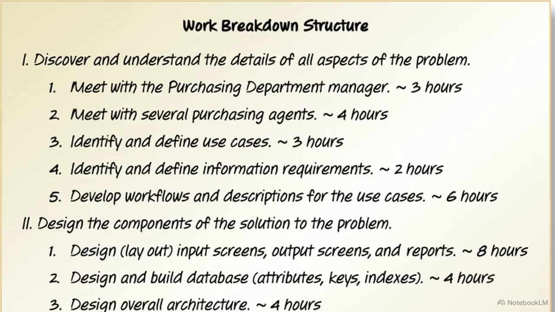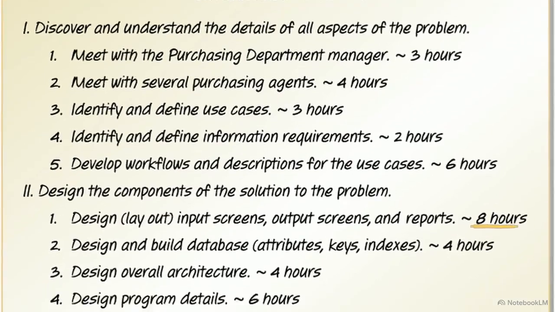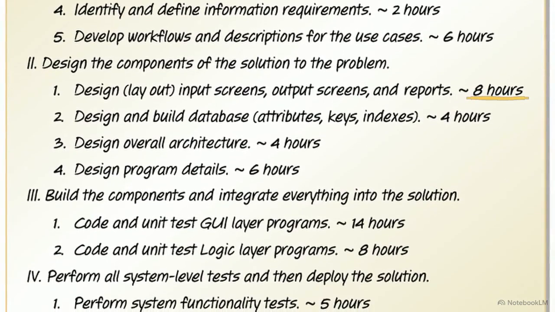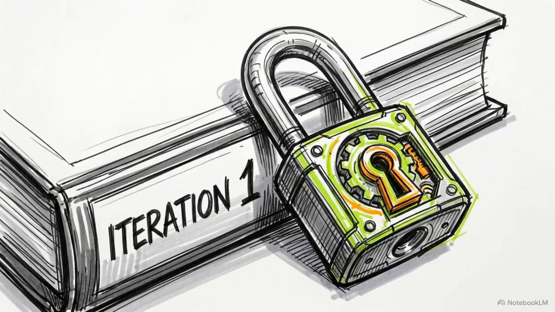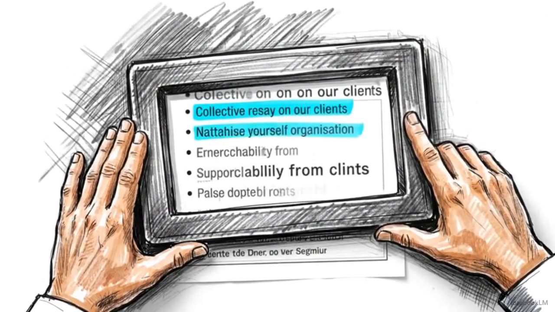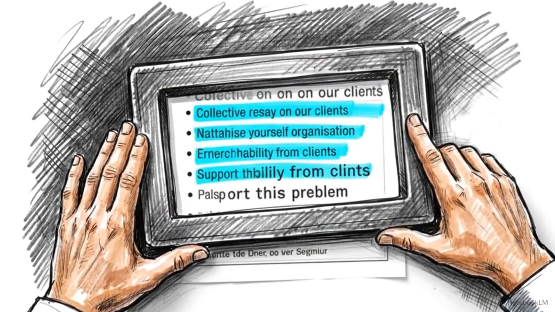This document is the work breakdown structure. It assigns strict hourly estimates to the remaining SDLC phases to ensure the sprint is achievable. By locking the schedule and the scope on day 1, project planning isolates variables. It prevents scope creep and ensures the team builds only what is strictly necessary for this specific iteration.